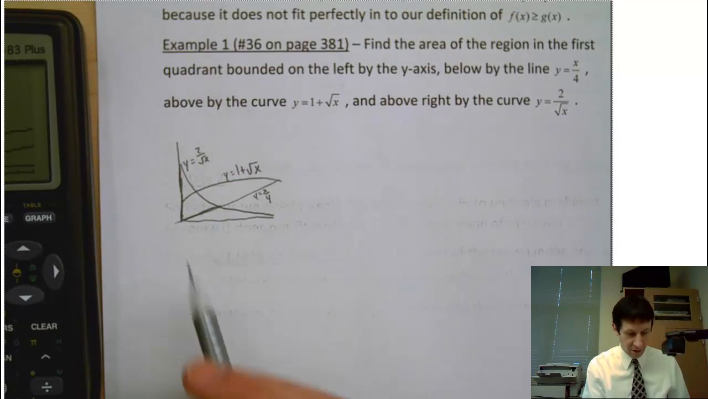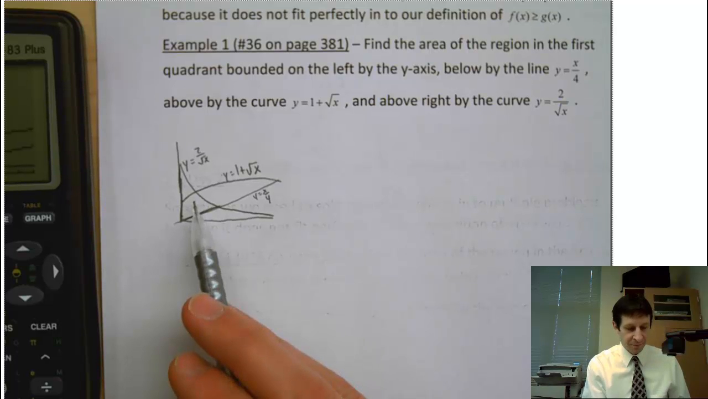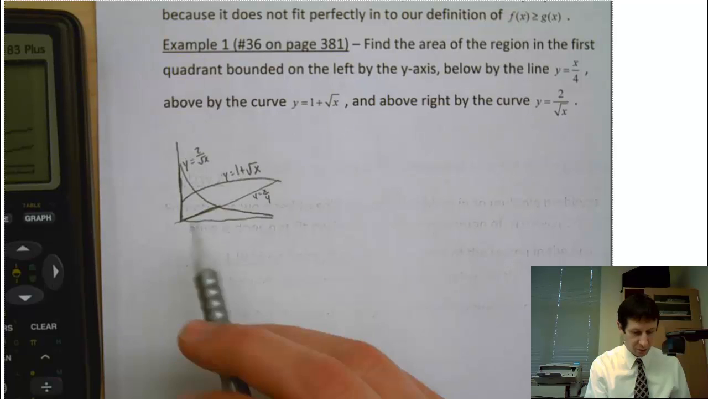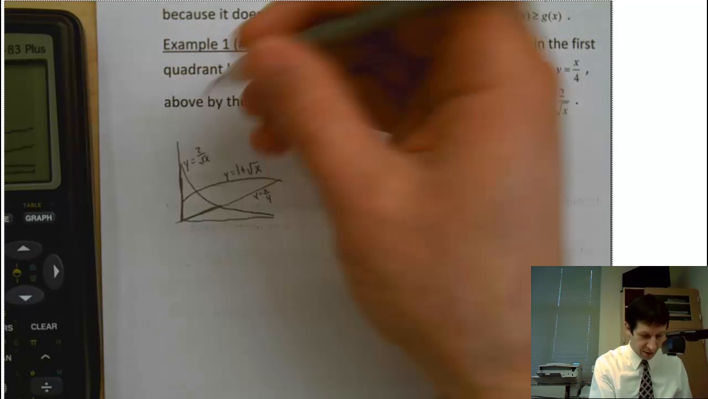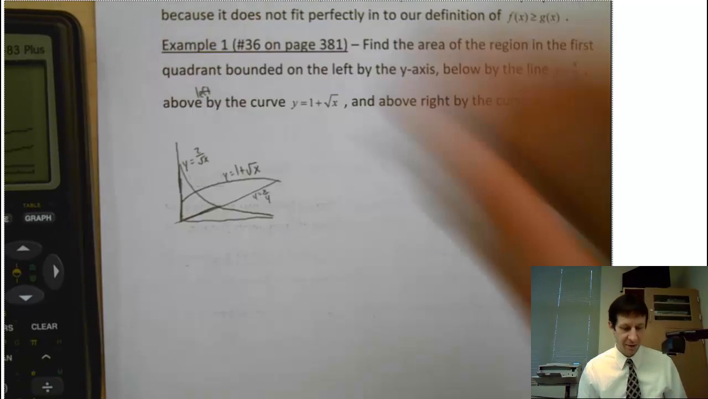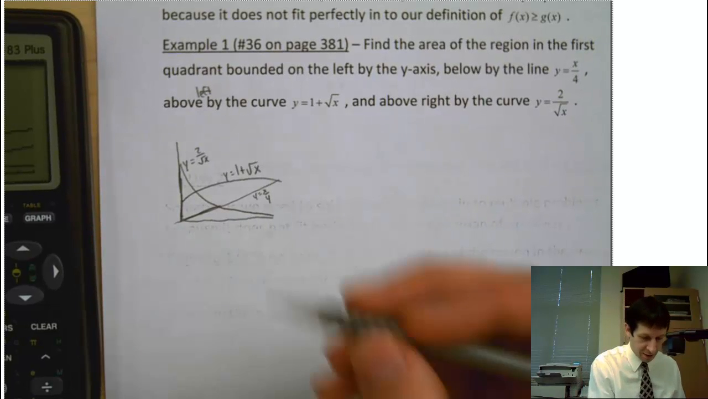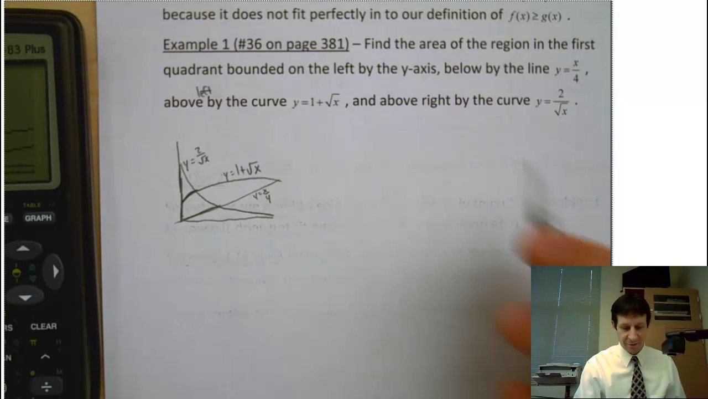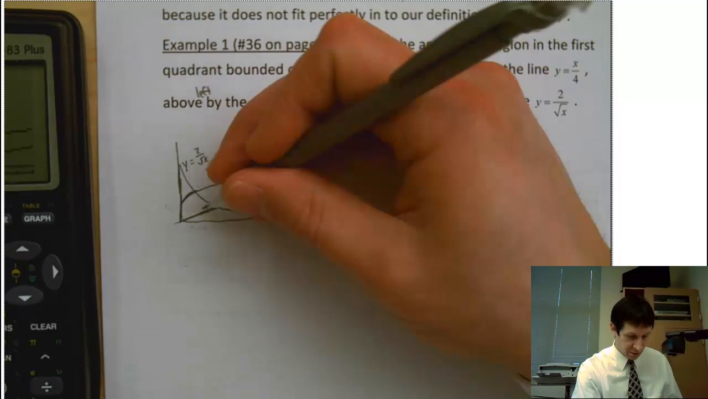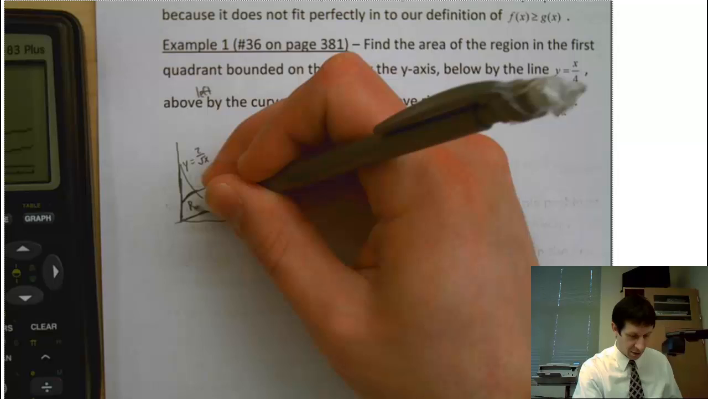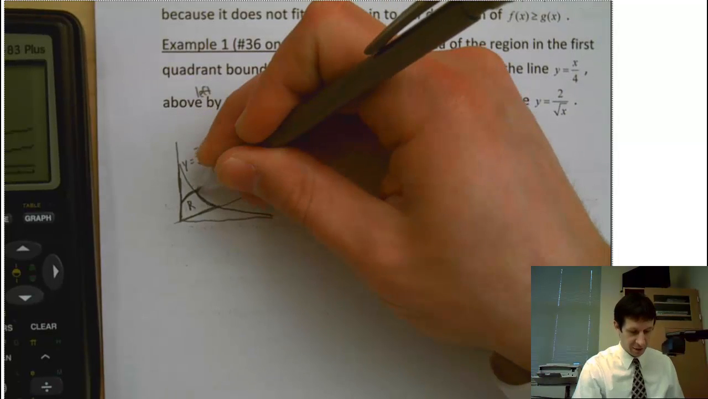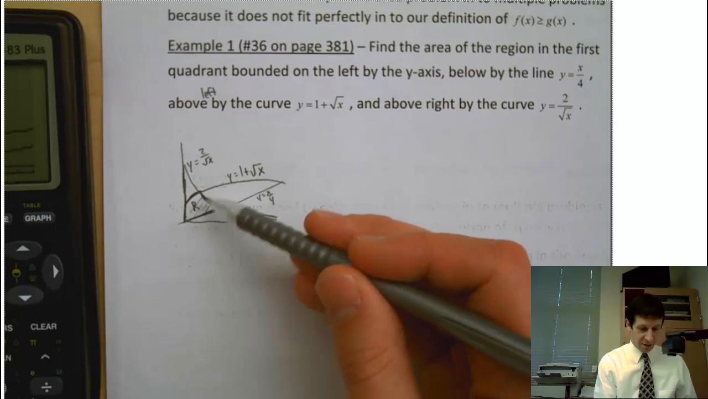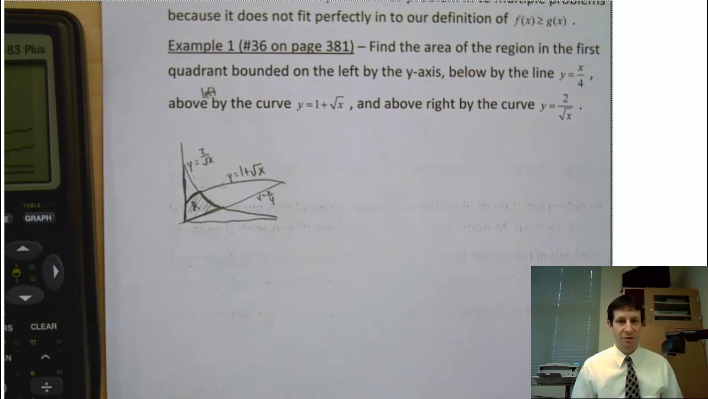Let's continue reading and make sure it really is this part here. Above by the curve y equals 1 plus root x. And I think in the book I might have left it out here. It says above left by the curve 1 plus root x. That's this. And then above right by 2 over root x. So if this were our region that I'm going to call R, here would be above right. So it looks like I'm only going to very lightly shade it in. It looks like we're talking about that region right there.